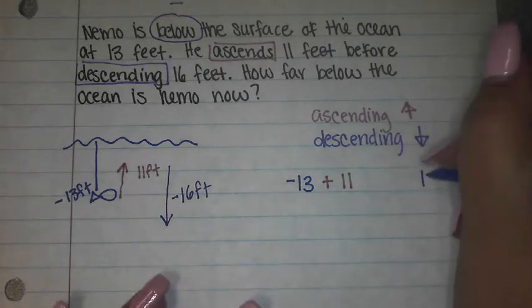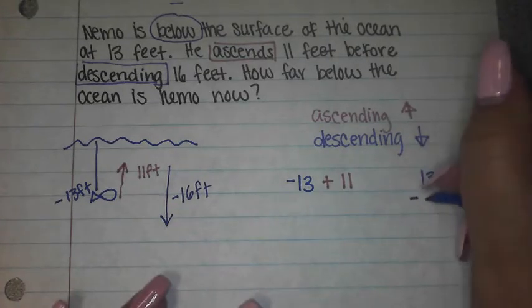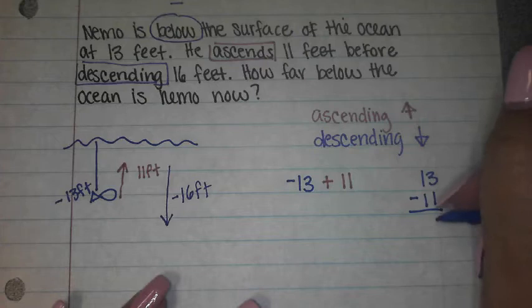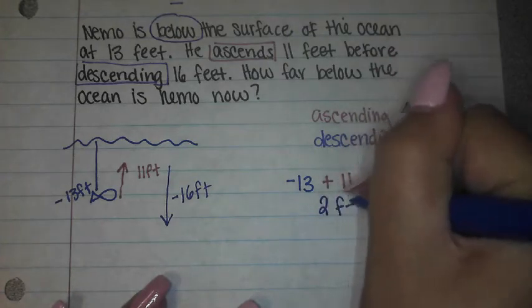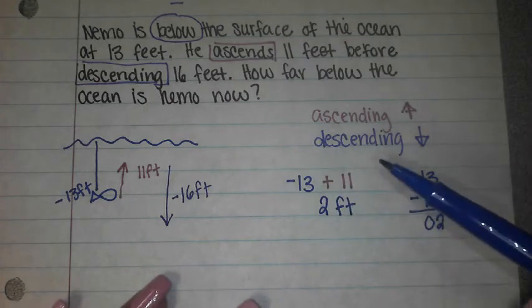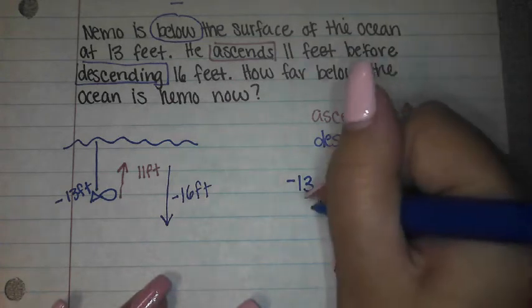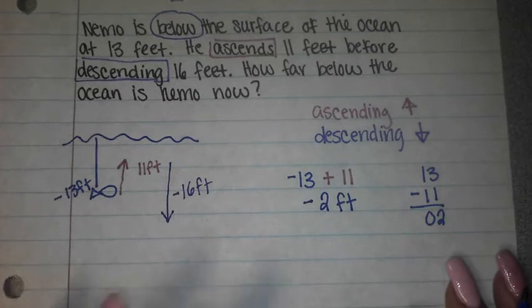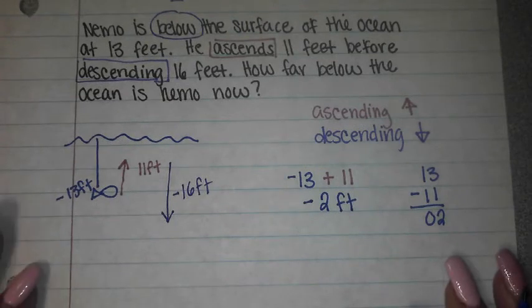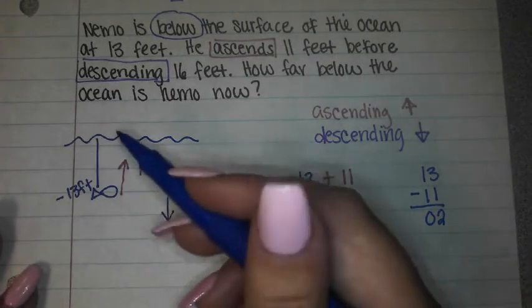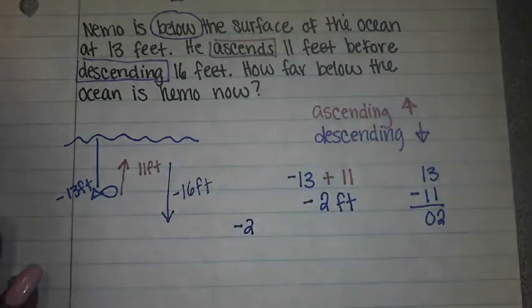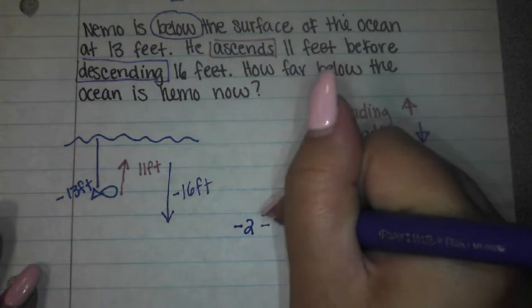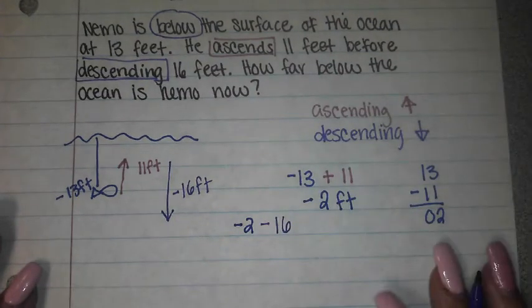So I'm going to do 13 minus 11, 2 and 0. So Nemo's at 2 feet, but I have to keep the sign of the larger number, and it's 13. So Nemo is negative 2 feet below the surface. But then Nemo swims back down, so we need to take that negative 2 and minus a negative 16 and bring them together.